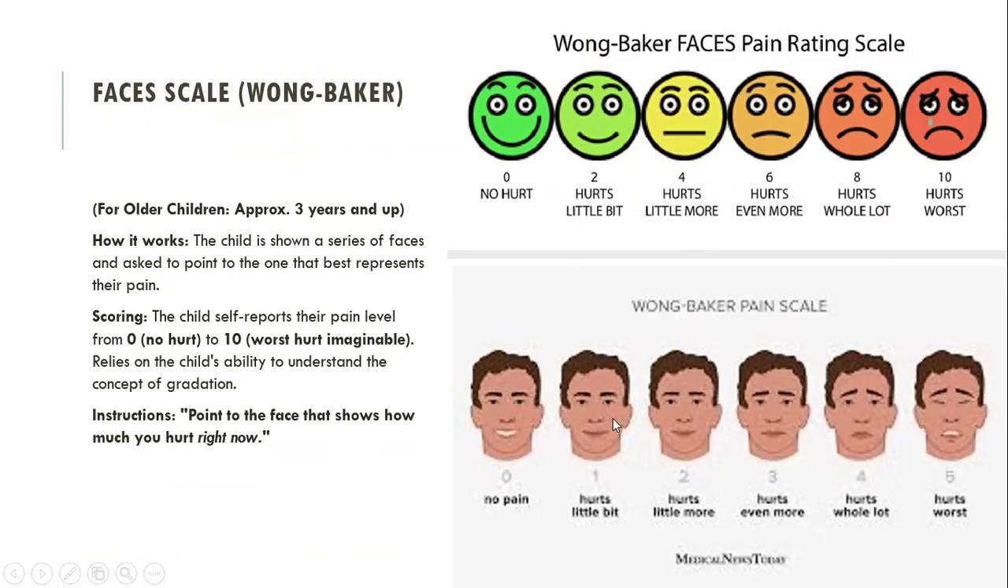If he or she points to 2, it means it hurts a little bit. If he points to 4, this picture, it hurts a little more, you will be giving the score 4. Hurts even more, this picture, so you'll be giving the score 6. So this is how the clinician will be giving these faces or these pictures to children, and the children will be asked to point on any picture in which he or she feels right now, how much pain he or she is feeling.